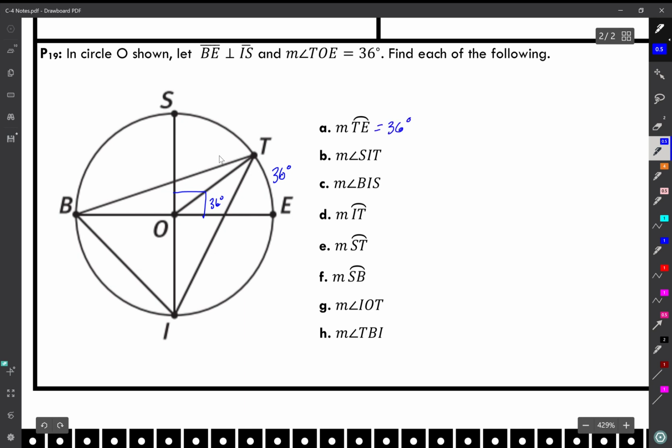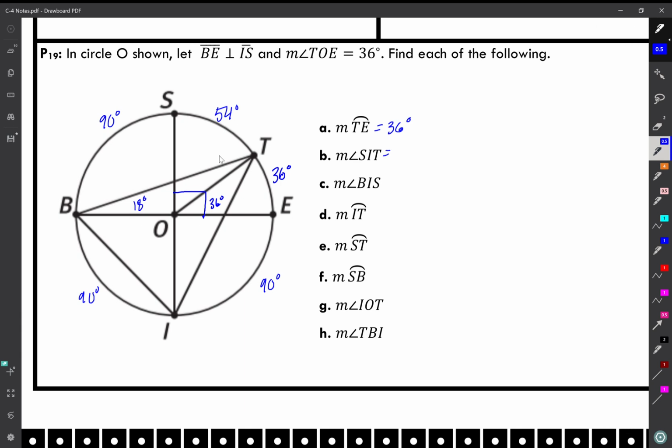That's part A. I'm going to fill in as much as I can right now. I know this arc from S to T is going to be 54, because the whole arc from S to E would be 90, so 90 minus 36 is 54. This is a 90-degree arc, this is a 90-degree arc, this is a 90-degree arc. Now let's look at some angles. I have an inscribed angle TBE right here. That's going to be half of this 36-degree angle, so that is 18 degrees.